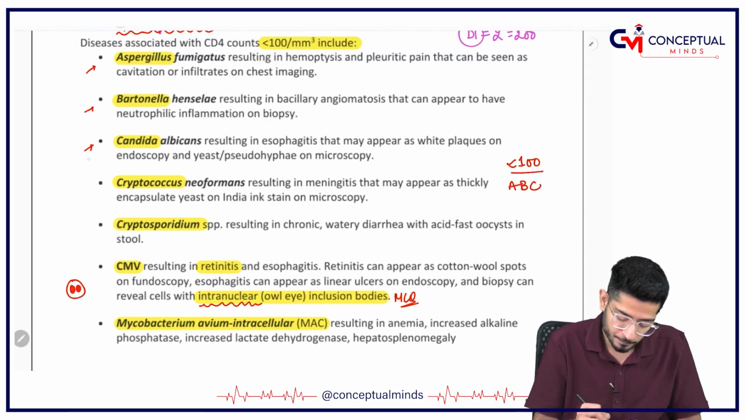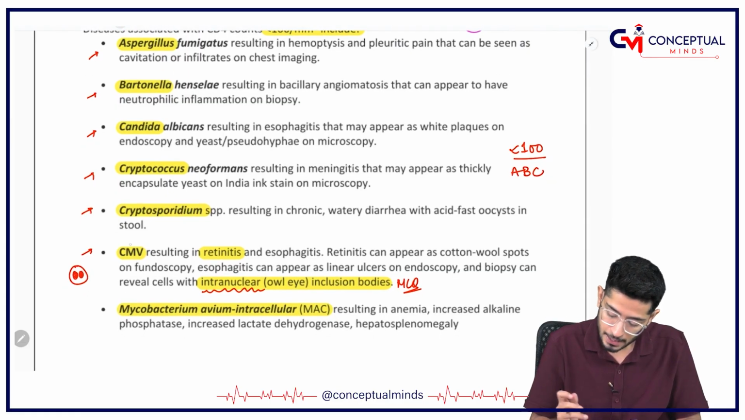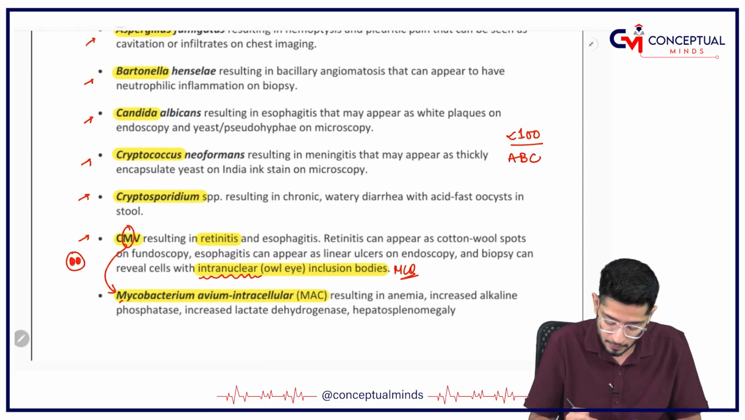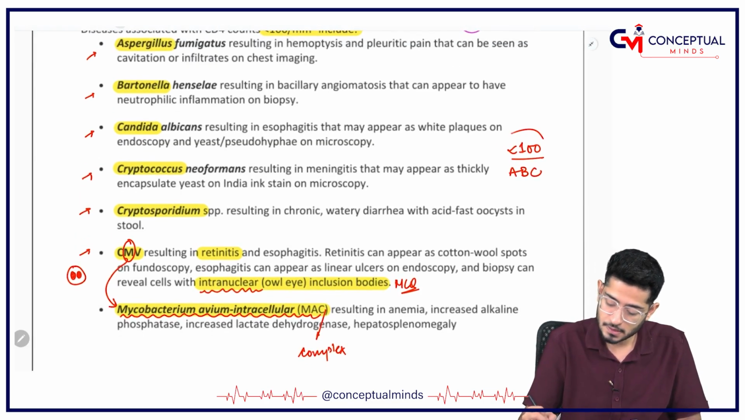Aspergillus, Bartonella, then Candida, Cryptococcus, Cryptosporidium, CMV, and from this M you can remember MAC also, Mycobacterium avium intracellulare complex. The C is nothing but the complex. Okay. So this is the trick to remember less than 100.